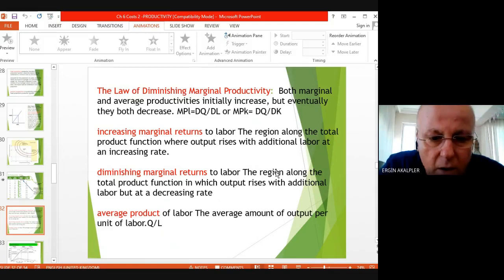The average product of labor, the average amount of output per unit of labor, is then of course total Q over L, where Q over L is then of course easy to estimate.